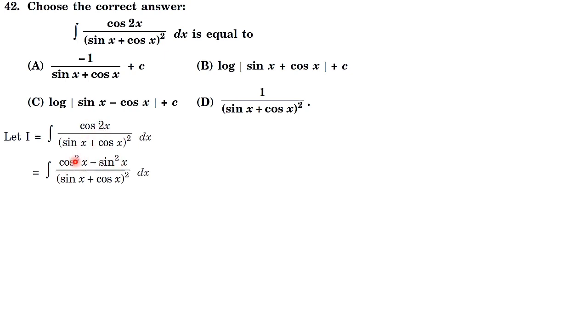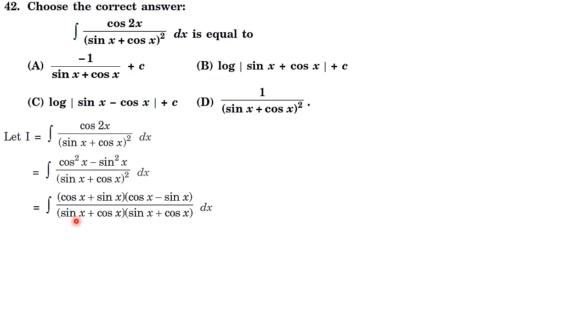Substitute: (cos² x − sin² x) divided by (sin x + cos x) the whole square. Now when we check here, the numerator is in the form a² − b². a² − b² is (a + b)(a − b). That means (cos x + sin x)(cos x − sin x), and the denominator is the square, (sin x + cos x) the whole square.